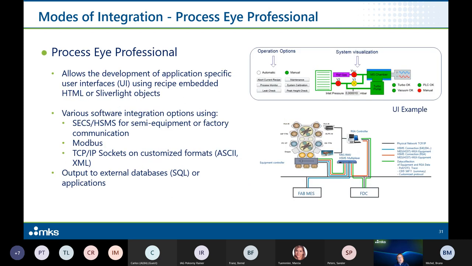So here are some examples about integration. First and the most simple thing you can do is have a user interface that you can see instead of the Process AI mass spec software. You can just see such a user interface where only the very important functionality of the system is shown and visualized, and you do not need to pay attention to anything else. All of the data collection and all of the data processing is done in the background. And here underneath, you see an example of how we can integrate a system in a factory environment, talking to the equipment and talking to factory systems. We can use a lot of the industrial standard protocols which are available, and we can support these protocols.